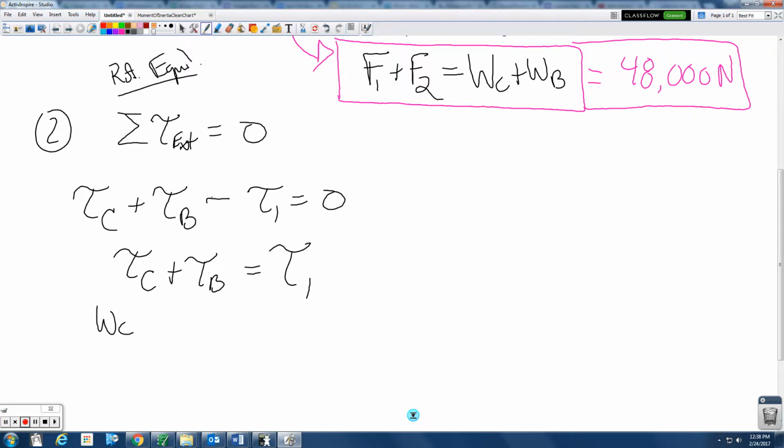So you have the weight of the car times 50 meters plus the weight of the bridge times 40 meters, because that's concentrated, the center of mass is right at the center of the bridge, equals F1, which we don't know, times, it's all the way on the other side. It's the full 80 meters.